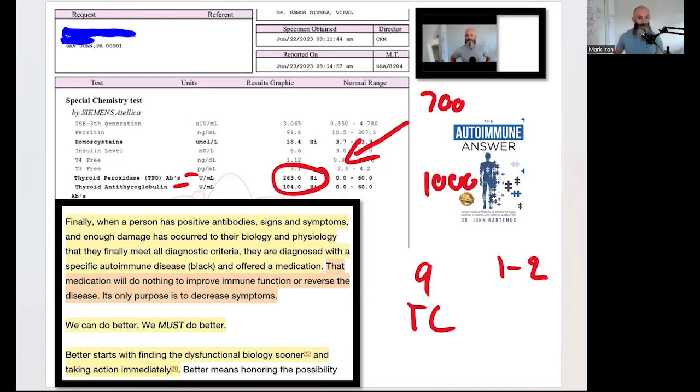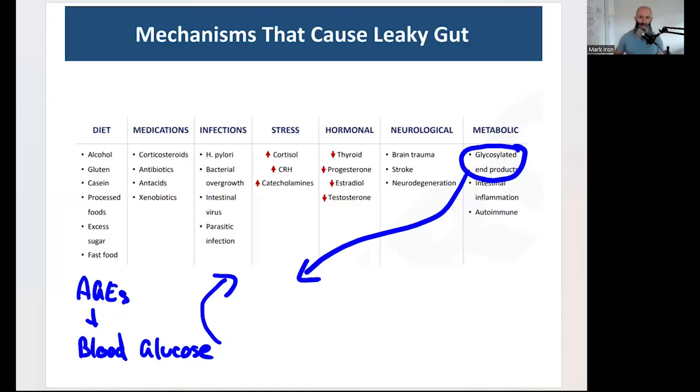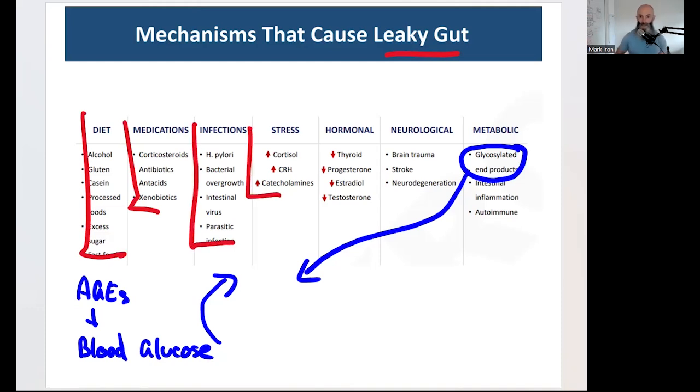Now let's talk a bit more about the gut there. So here are the causes of gut permeability, or a lot of people call it leaky gut. So your diet, all this shit here, medications can cause it, infections, stress. So when you're stressed out all the time, it destroys your gut. You've got hormonal imbalances like thyroid and testosterone and estrogen, or you've got brain trauma or inflammation, autoimmune disease like the thyroid tissue, and glycosylated end products. So these are called AGEs.